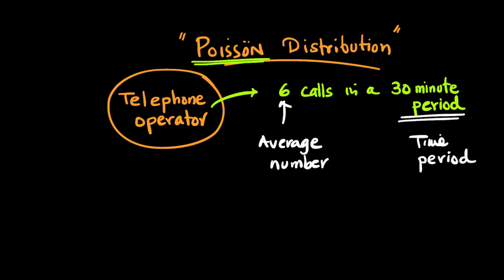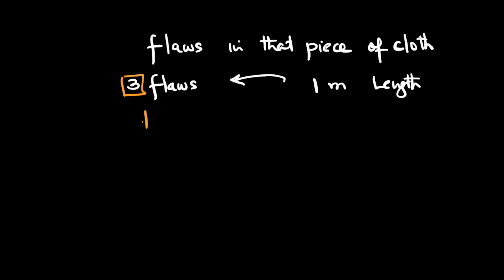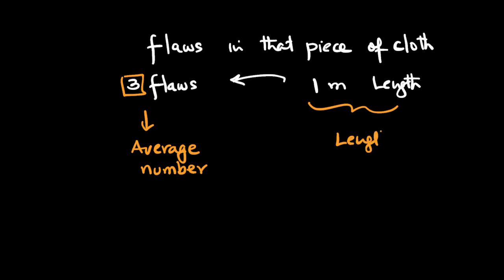Let me give you another example. Let's talk about a piece of cloth, and there are flaws in that piece of cloth. So if I am talking about 1 meter length of cloth and there are 3 flaws in that 1 meter length of cloth, this 3 is the average number of flaws, and these average number of flaws occur in a certain length interval.